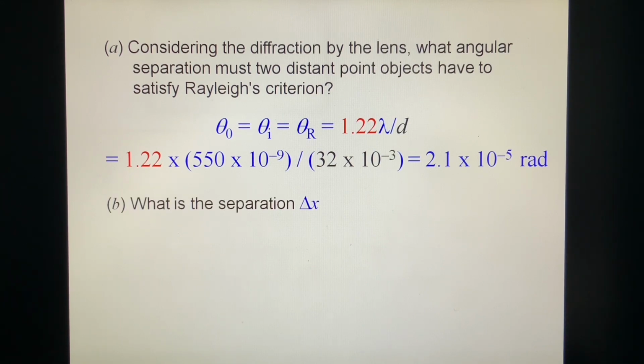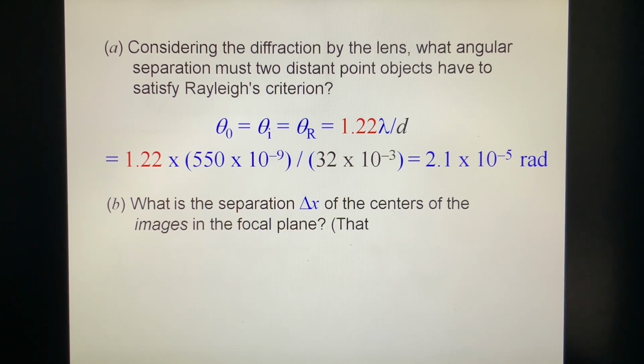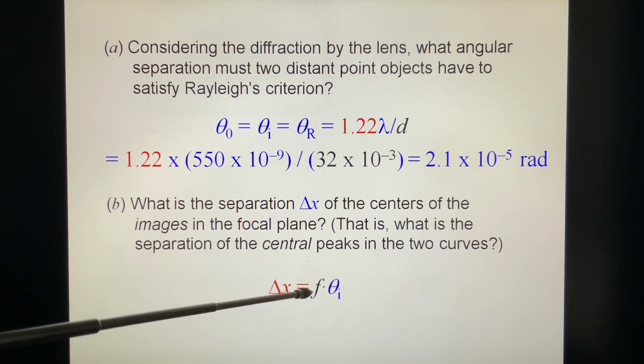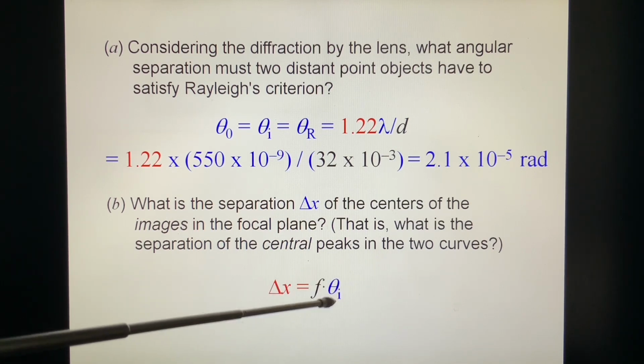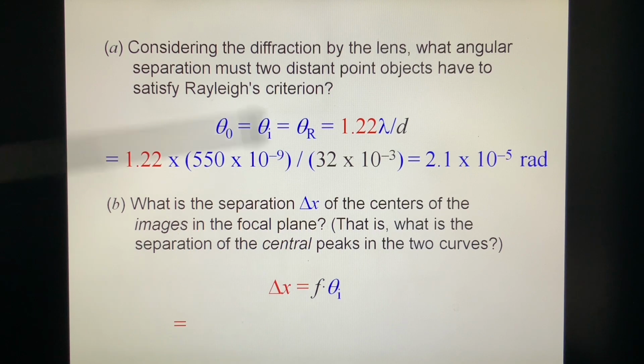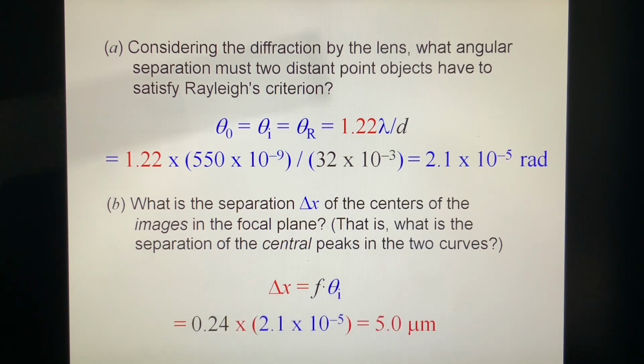Question B. What is the separation delta x of the centers of the images in the focal plane? Well, that's very simple. Delta x equals f theta. We put in theta I, we put in f, and we get the answer. It's 5.0 micrometers.